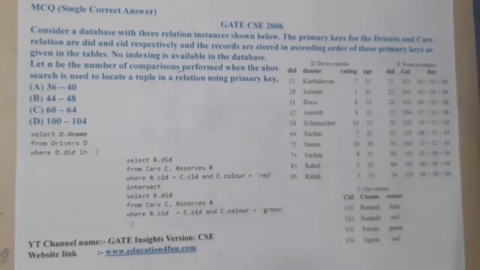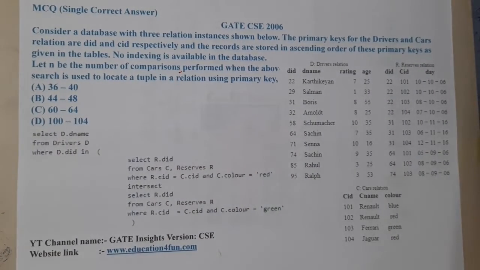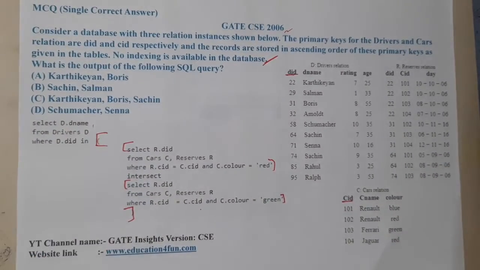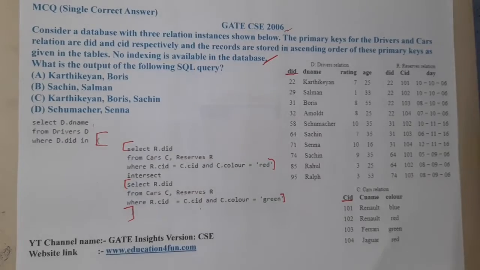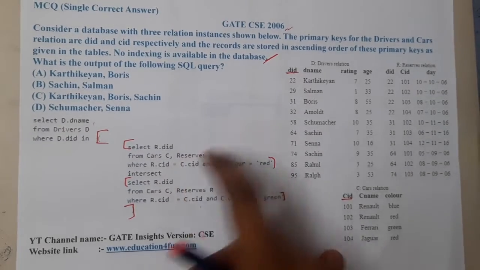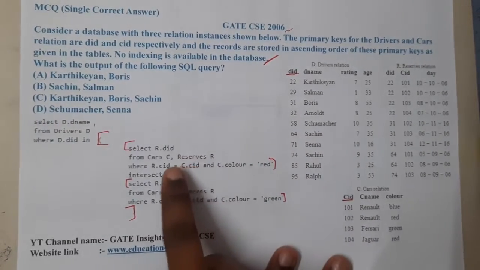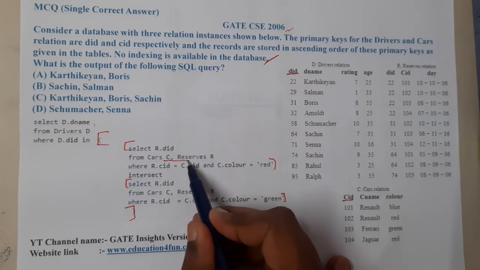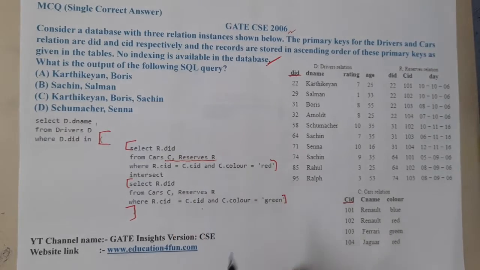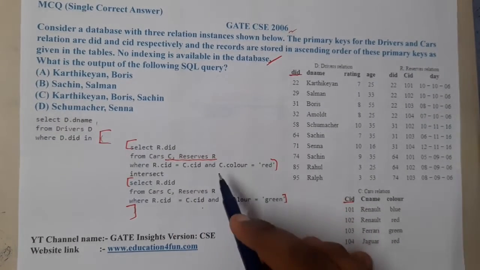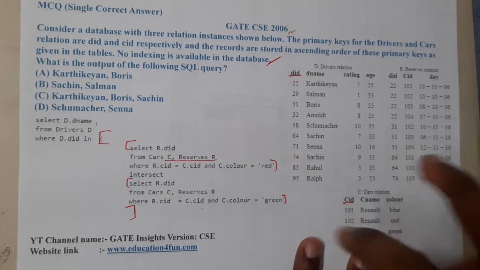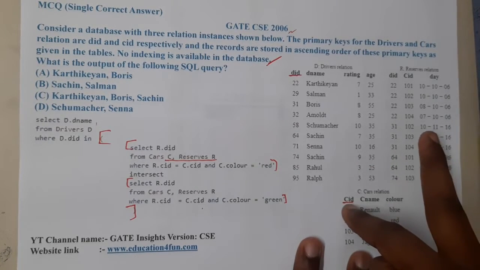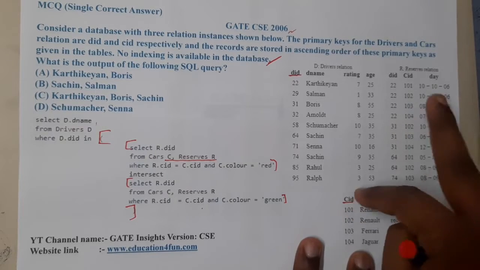I think we need to solve these two questions parallelly. Let us solve both of them in this paper only. So let us start, guys. First of all, let us apply this particular thing. If you observe these two statements, in both of them we are performing a Cartesian product between cars C and reserves R, where CID is equal to this CID.